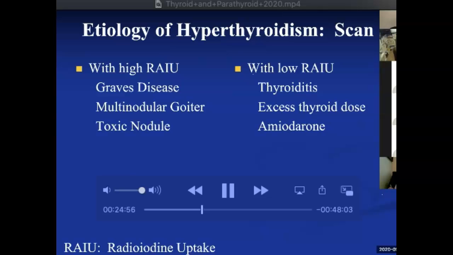All right. So if you have the radioiodine uptake scan, you're going to see if it's high, it's probably going to be Graves' disease or a multinodular goiter or toxic nodule, or with a low level, it's going to be thyroiditis, excess thyroid dose or amiodarone, which would cause excess levothyroxine.